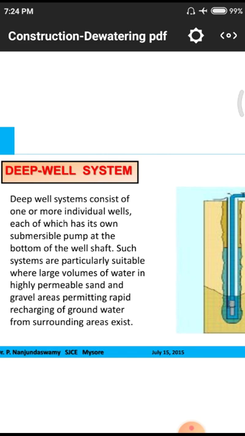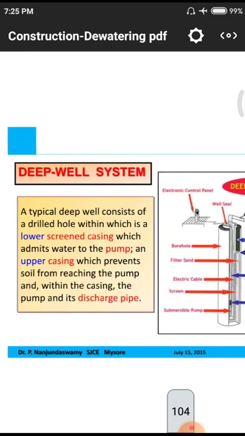Likewise these gravels are also capable of enrichment of water into the soil, so these two kinds of soils have huge water recharging into the groundwater. Whenever we have these kinds of sandy and gravel areas, we need to construct these kinds of deep well systems for extracting the total amount of water.